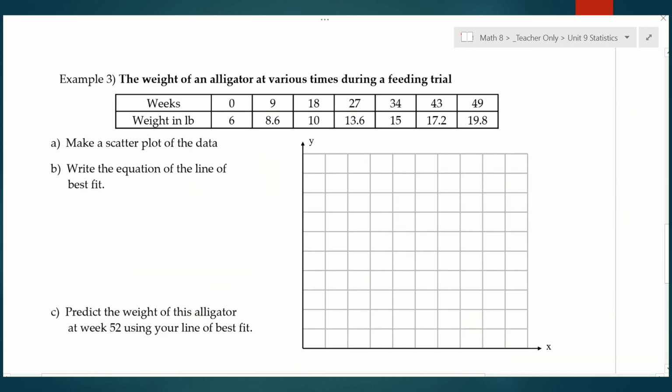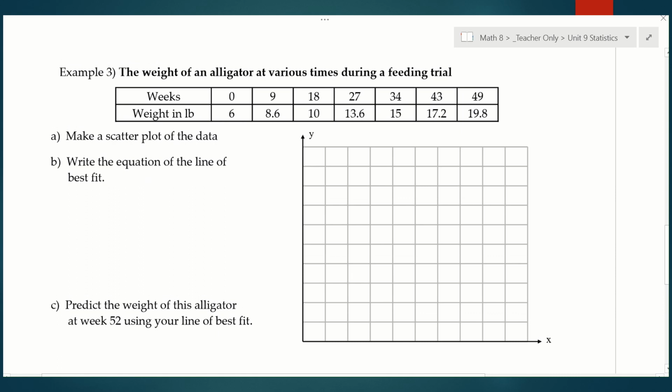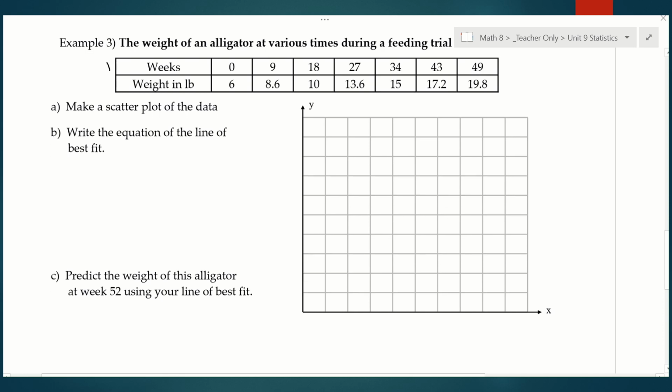All right, we have a couple more here. Example 3 says the weight of an alligator at various times during a feeding trial. So that's what we're looking at in the table here. We have weeks versus the weight in pounds. The first thing we have to do is make a scatter plot. We talked about this the other day.